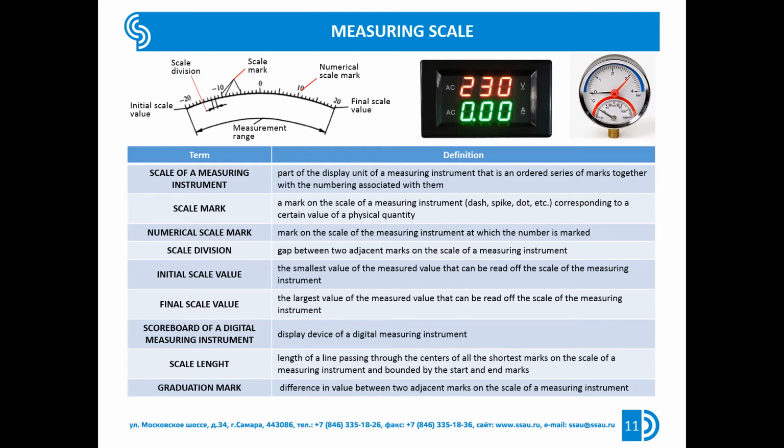The initial scale value is the smallest value of the measured value that can be read off the scale of the measuring instrument. For example, for a medical thermometer, the initial scale value is 34.3 Celsius. The final scale value is the largest value of the measured value that can be read off the scale of the measuring instrument. For example, for a medical thermometer, the final scale value is 42 Celsius. Scoreboard of a digital measuring instrument is a display device of a digital measuring instrument.